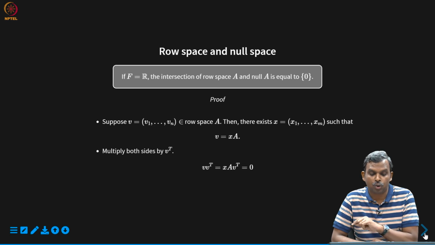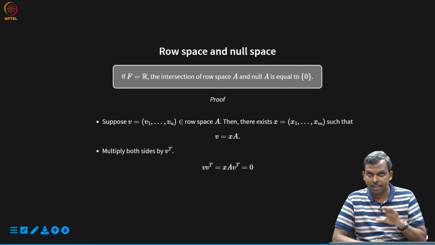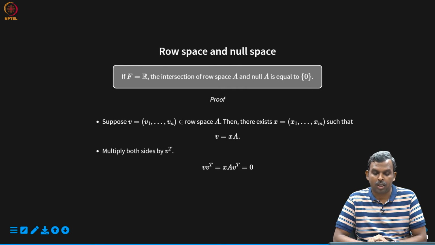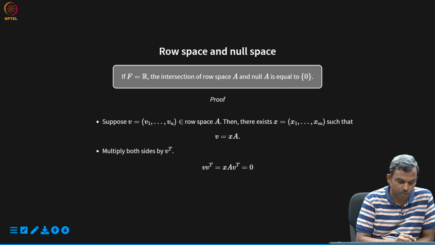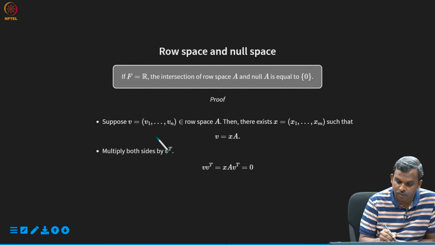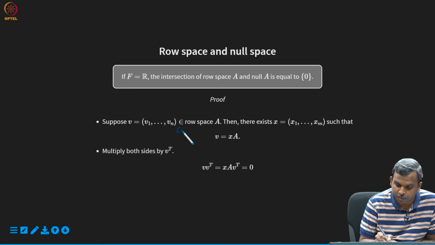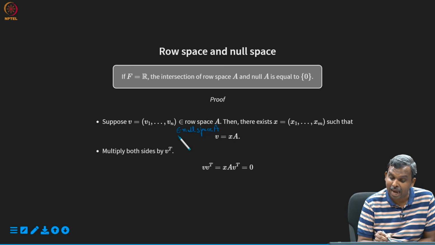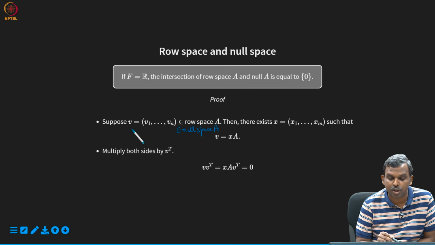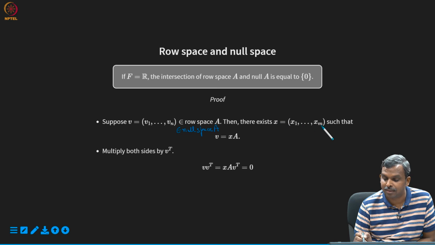So how do you show that row space and null space have no intersection except for the trivial intersection? You assume that there is a vector V which is in the row space of A and also in the null space of A. If this result were to be true, I should eventually show V equals 0. How do I show V equals 0? If it is in the row space, then there exists some vector x such that V equals x times A. That's quite easy to see.